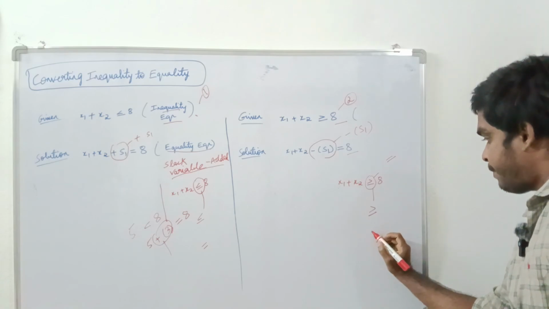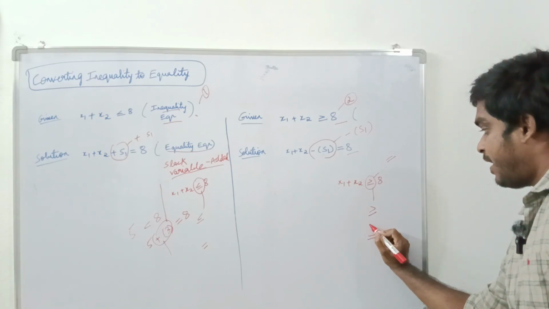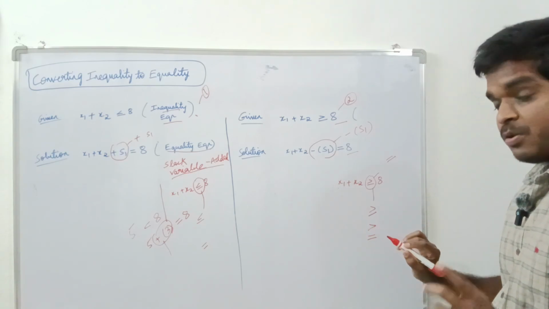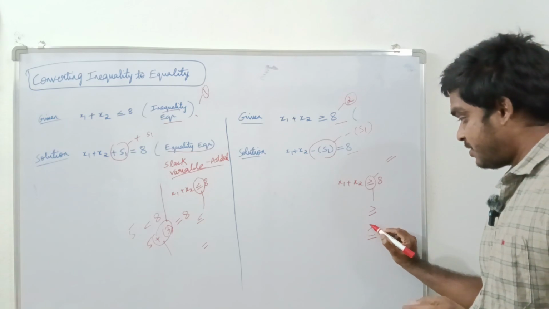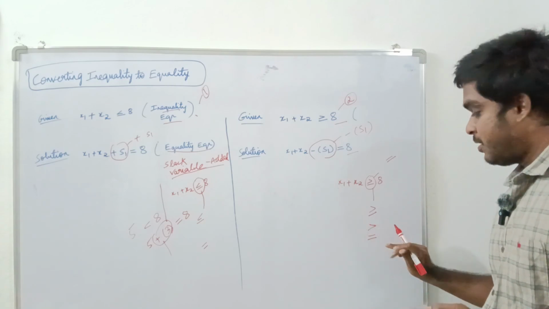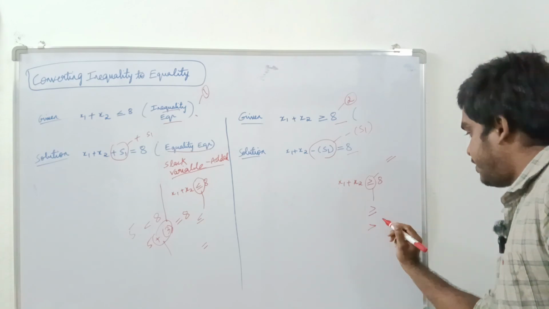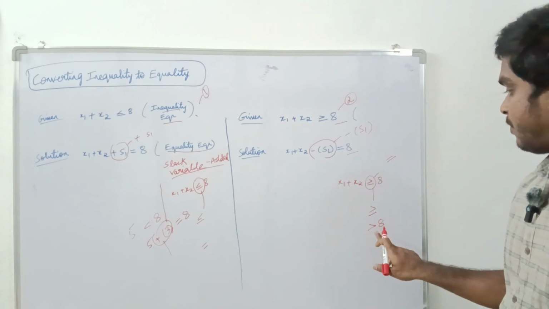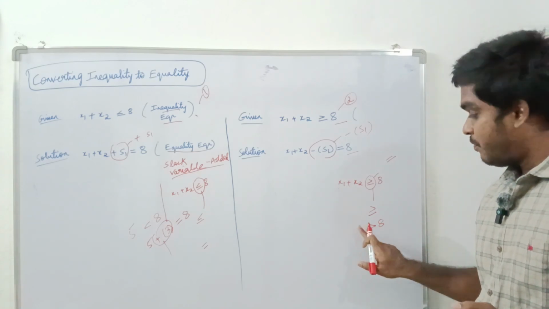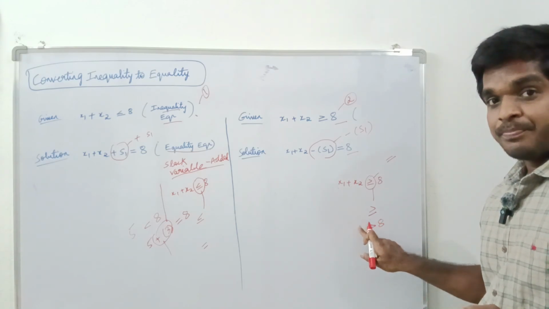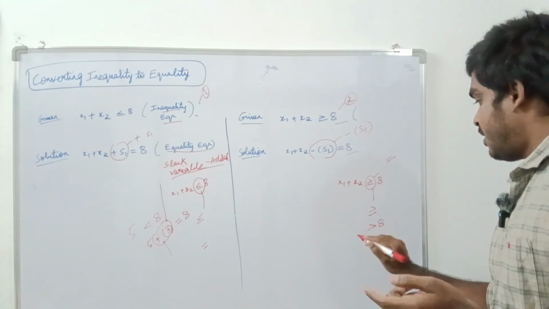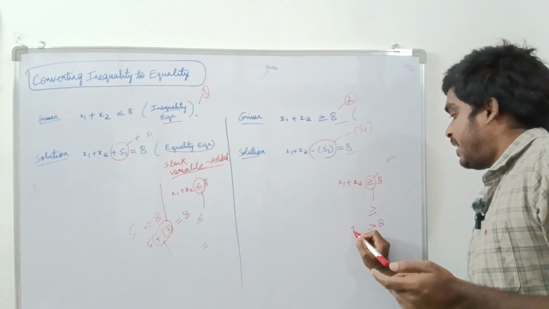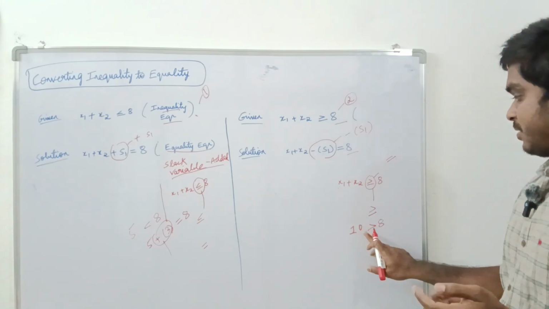Within this you have equal to sign, we have greater than sign, right? Now we are concerned only about this greater than sign, right? So 8. Now we have to choose a value here which is greater than 8. Let's say I'll choose 10, right?